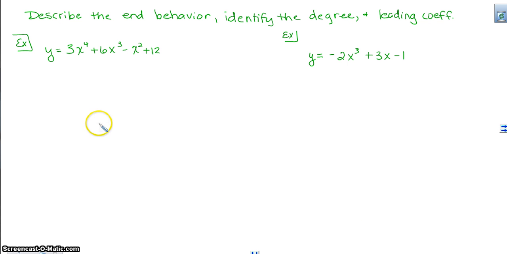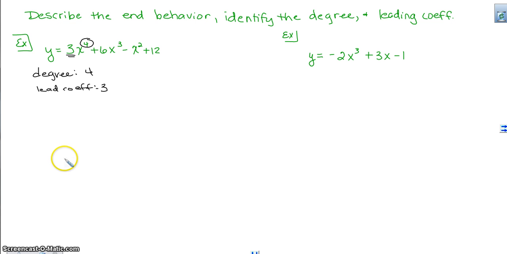So here we go. If we look at this polynomial, we're looking for the degree. The degree is the highest exponent. So 4. So our degree is 4. Our leading coefficient is the number in front of the term with the highest exponent. So our degree is 4, our leading coefficient is 3.